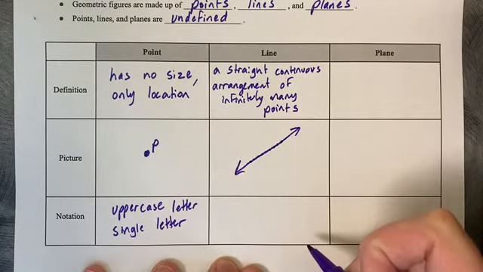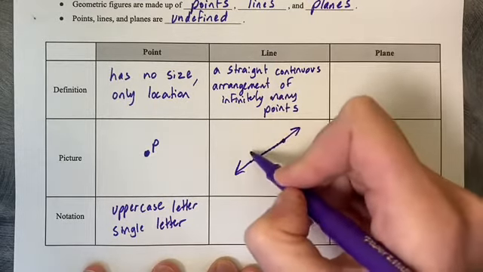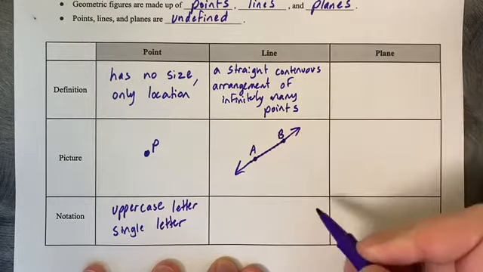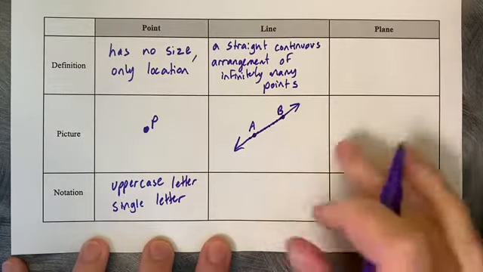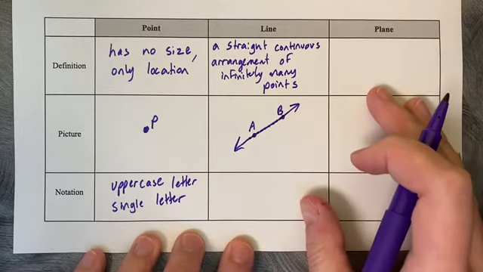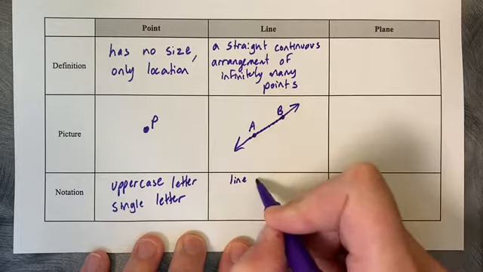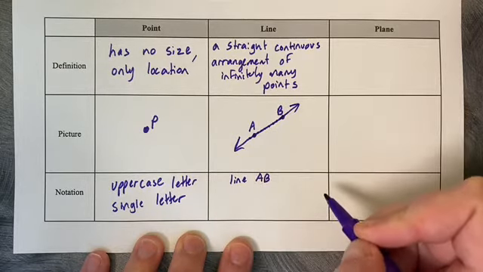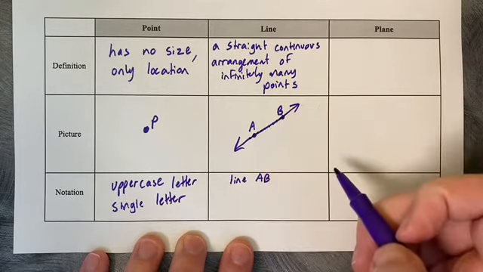Now, a general line is defined by at least two points. We'll call it A and B. And then when we're naming this for notation, there are three different ways that you can talk about this line. The first way is just to call it line AB. You could call it line BA. But line AB is one way to name this.